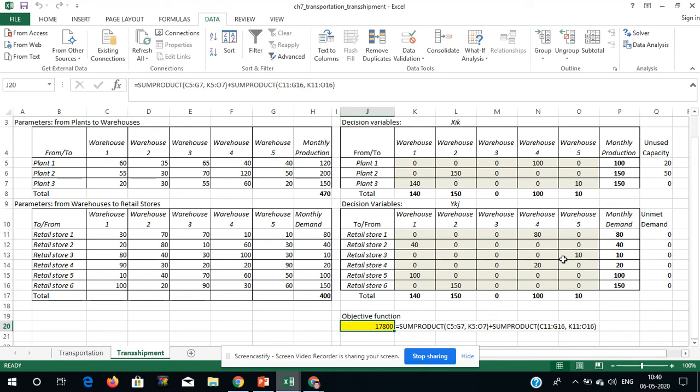From retail store 3 to warehouse 5 is 10. From retail store 4 to warehouse 4 it is 20. Retail store 5 to warehouse, 100. Retail store 6 to warehouse 2, 150. So you can see here, all the constraints are met. The objective becomes the minimum cost of 17,800 while meeting the constraints, and these are the values of the decision variables.